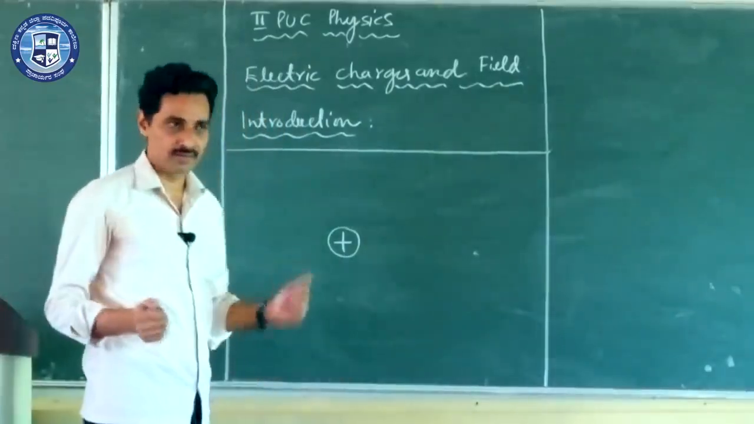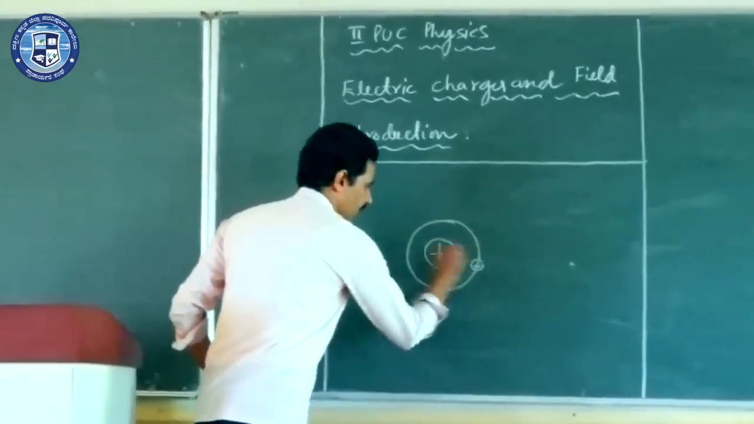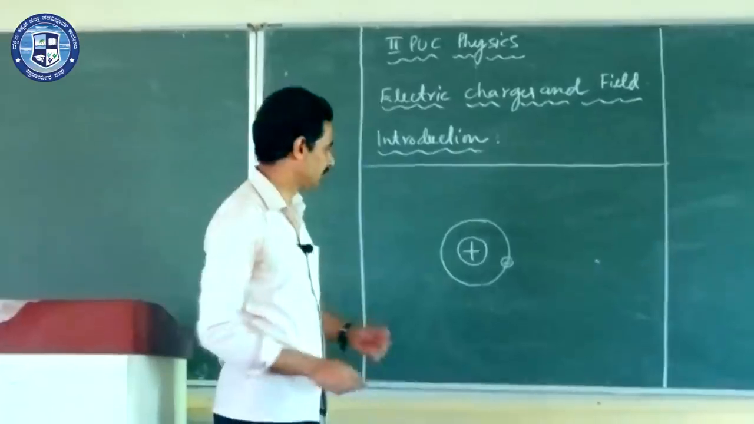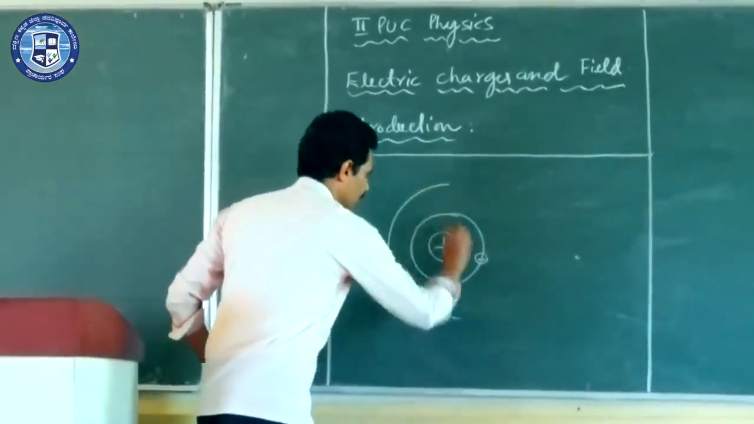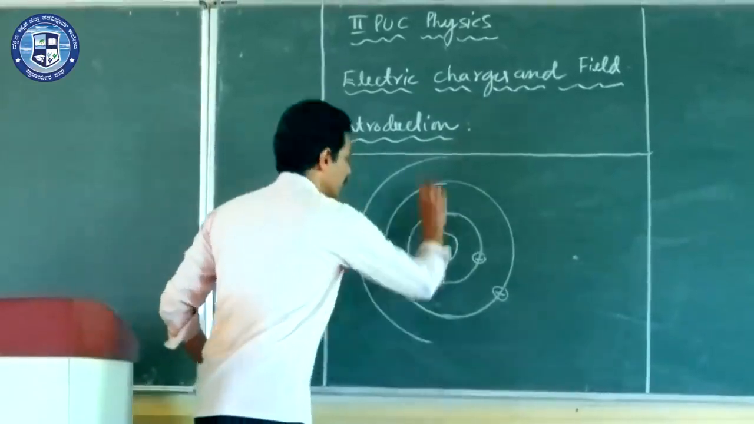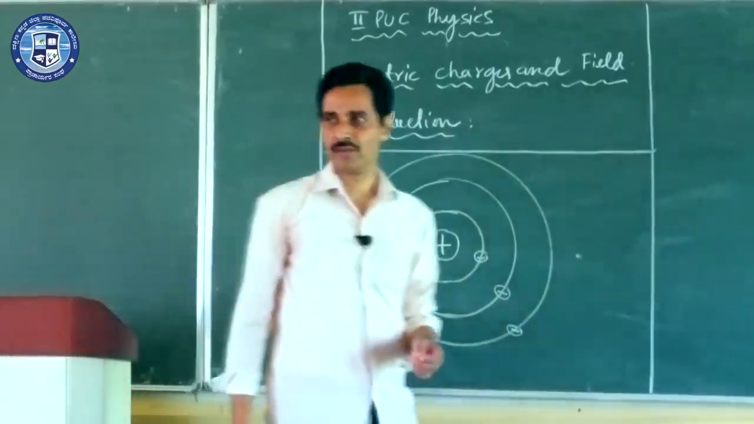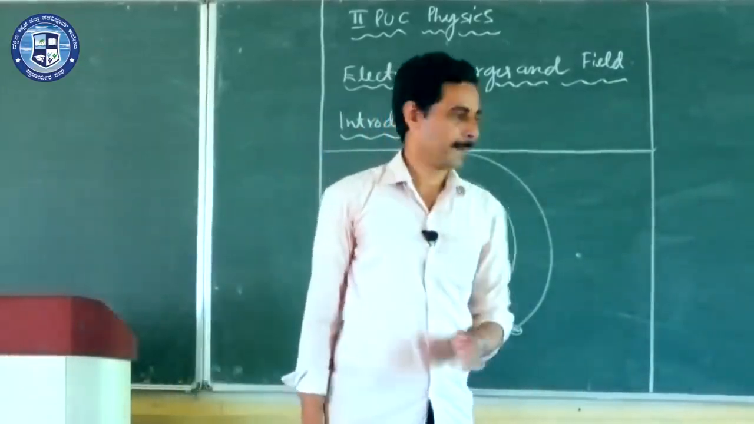And where are the electrons? Electrons are revolving around the nucleus in definite orbits. Here is an electron revolving around the nucleus, and another electron will be revolving around the nucleus in another orbit like this. So electrons will be choosing different orbits to revolve around the nucleus. And we give negative charge to the electron. Why negative and positive? We will see that.